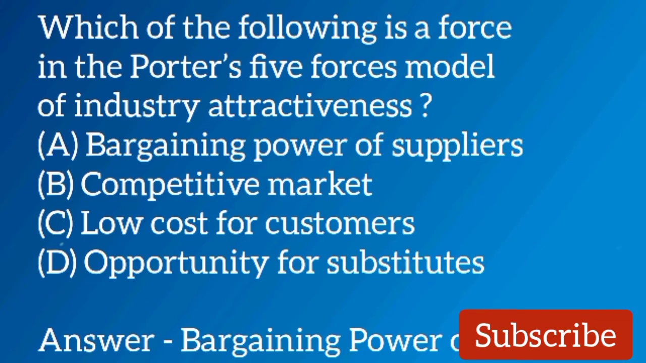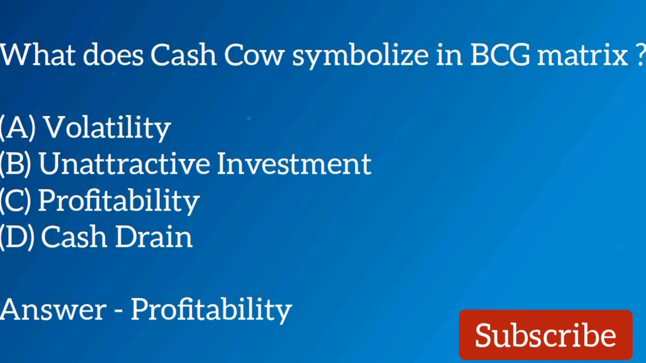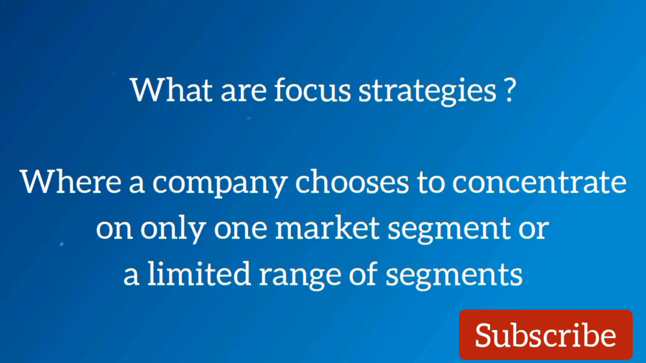Which of the following is a force in Porter's 5 forces model of industry attractiveness? Bargaining power of suppliers. BPR approach does not include scrapping any process line over 2 years old and starting again from scratch. What does cash cow symbolize in BCG matrix? Profitability. What is focus strategy?